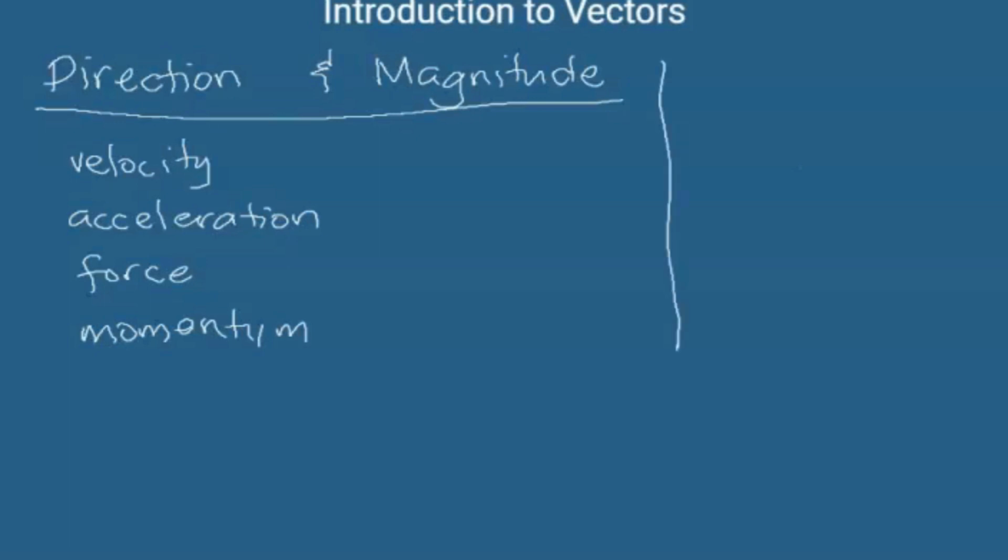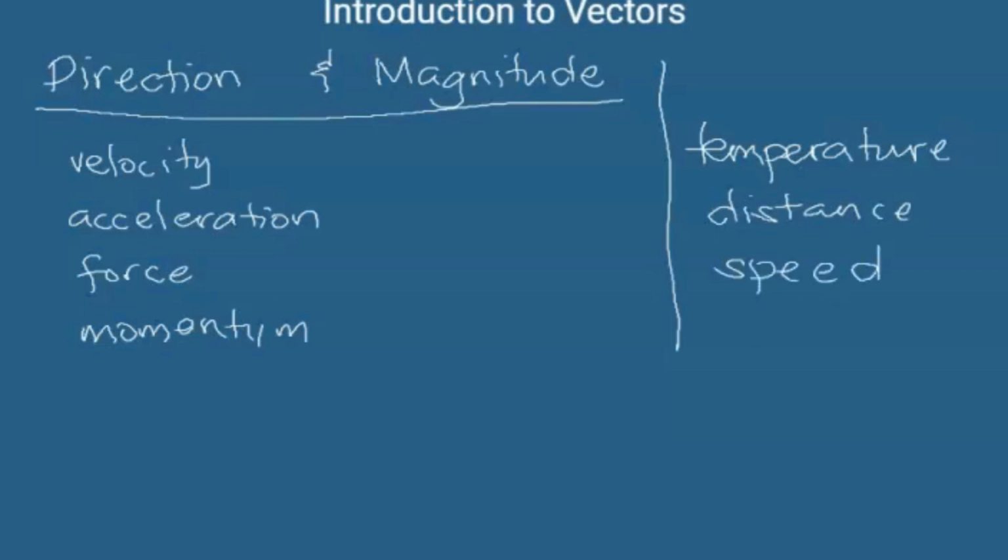Now, the other quantities like temperature, the distance, speed, these are not vectors because they don't have a direction. They only have a magnitude. So we call these quantities scalar quantities. They are just numbers.